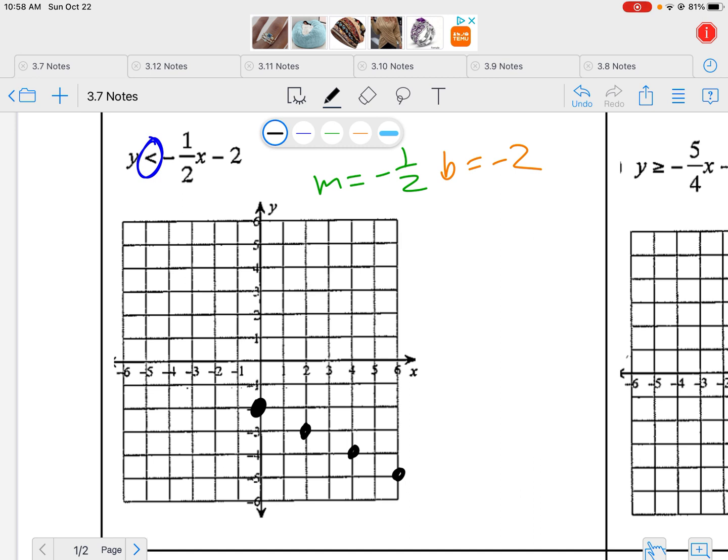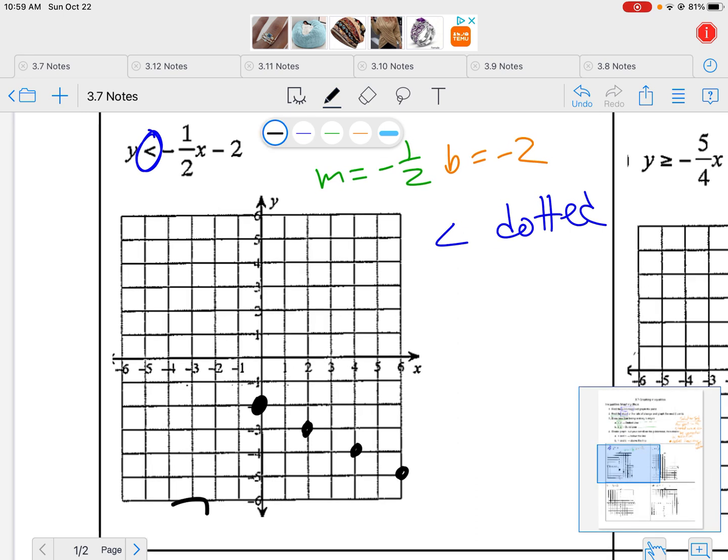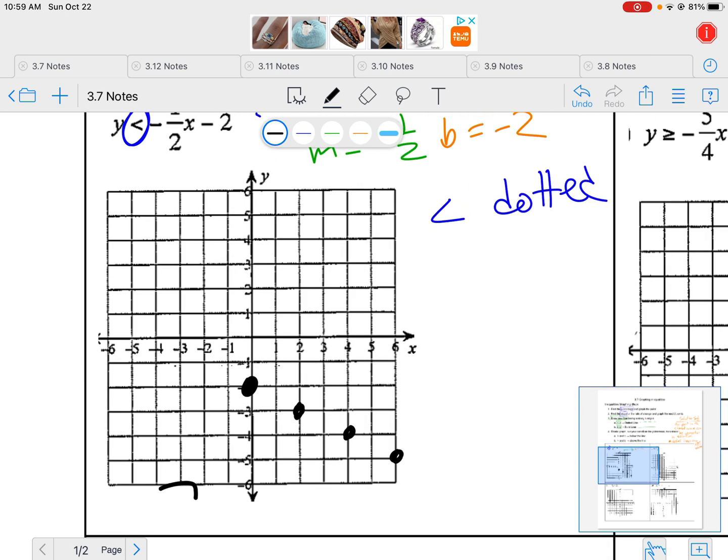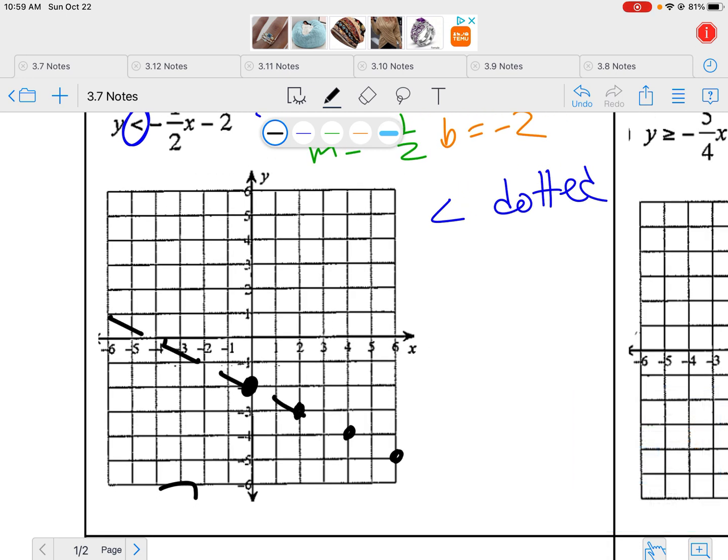But now I have to start looking at the inequality. So my inequality is less than, so I know it's going to be dotted. And so when I'm drawing my line, I'm going to connect the dots. And we're going to go dotted, dotted, dotted, dotted, dotted, dotted. And I'm still going to put arrows at the end of my line because this line does go on forever. Remember that anytime we draw that line, we want it to go all the way through the graph.